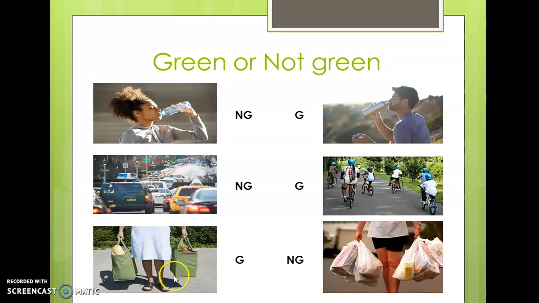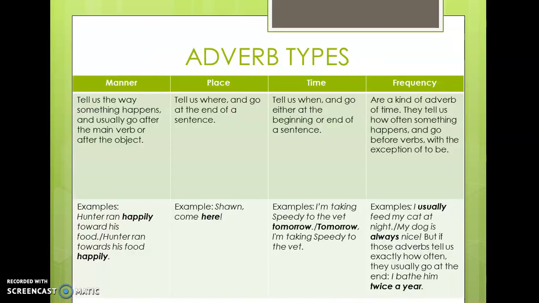So this is green because she's reusing these bags, and this is not green because she's generating even more plastic. Look how many bags she has in this case. Okay, guys, as you see, this is a simple situation. When I send you the activity, you're going to have some other pictures, and the idea is that you continue adding more information to these green or not green actions.